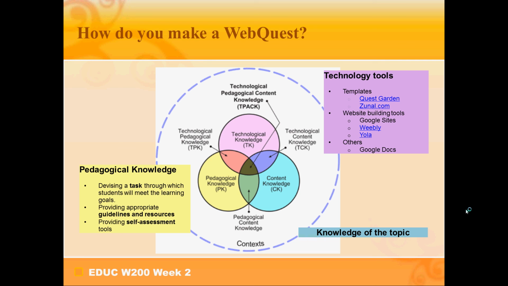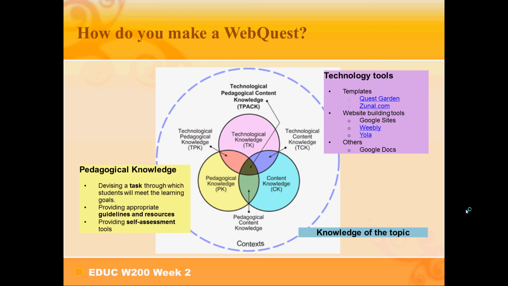Okay, so we have the context of our classroom, the content, the subject, the students, all within this context. Web quests provide us easy ways to meet all 3 parts of this model. Content knowledge, well, that's the knowledge that they're going to gain through the web quest. So in my example, the Japanese history they're going to be learning. For technology tools, we will have templates. You can find templates at QuestGarden, at Zunal. Website building tools: Google Sites, Weebly, Yola, or others, maybe Google Docs, maybe Google Presentations, Prezi, etc.